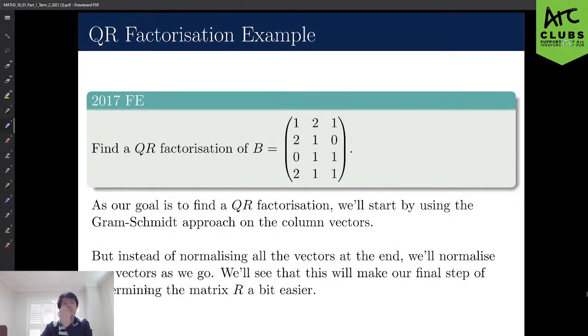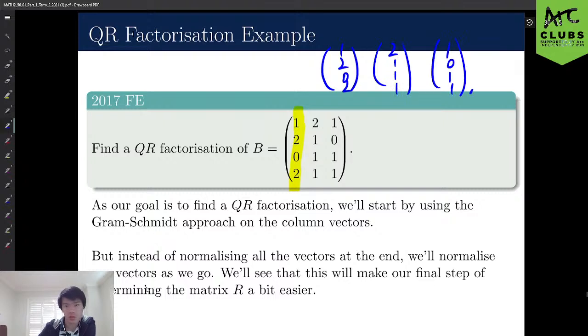So we have B, and we want to find the QR factorization of it. This column will be our first vector, so 1, 2, 0, 2 will be our first vector. Our next one will be 2, 1, 1, 1. Then we'll have 1, 0, 1, 1. And the idea is just that we want to use our Gram-Schmidt process on these three vectors. So we'll do that now.